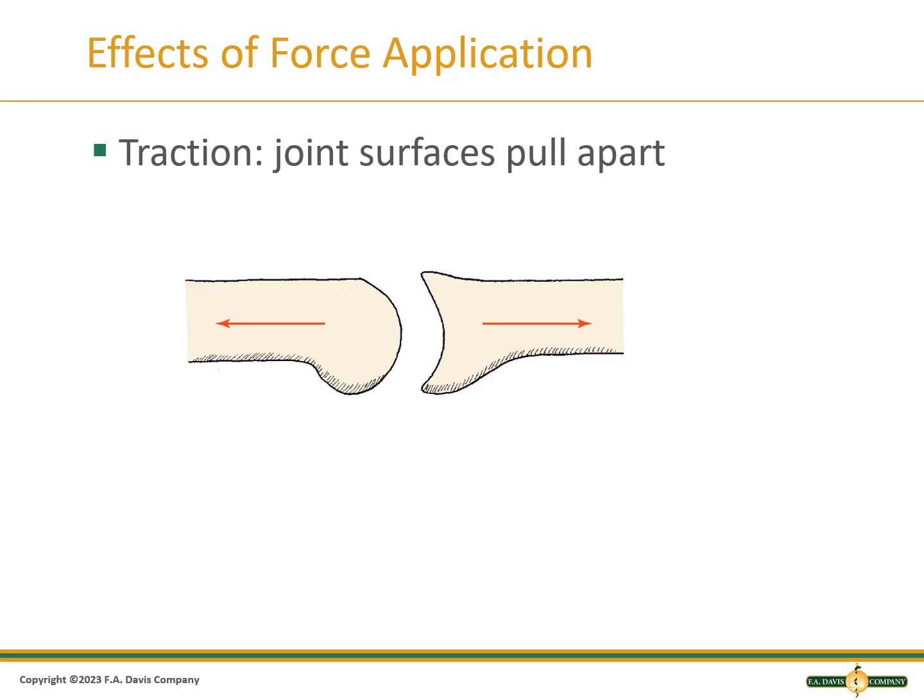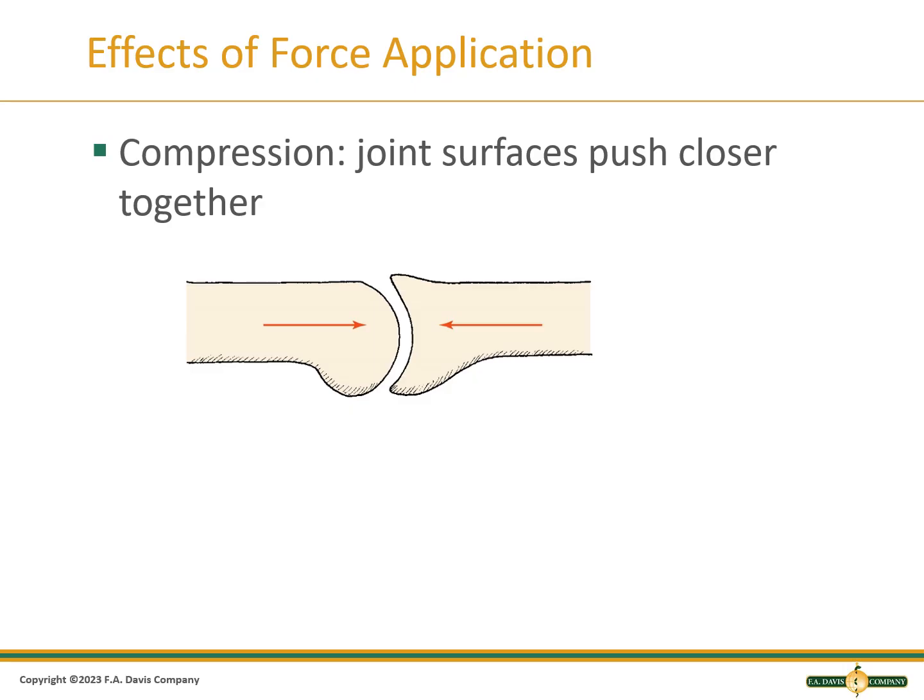Compression is the result of a force that pushes joint surfaces closer together. We get joint approximation with compression, which can help with muscle firing, but we can also damage articular cartilage with too much compression at joint surfaces, which is how things like osteoarthritis develop.